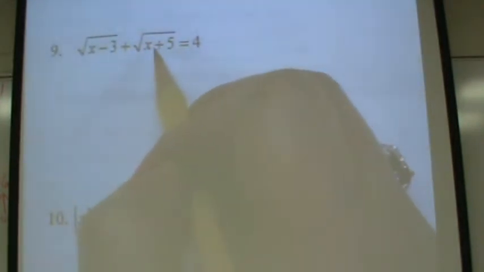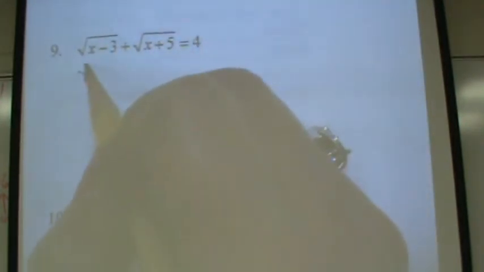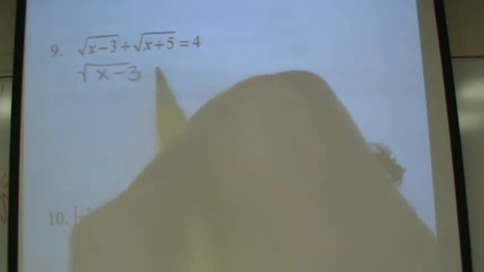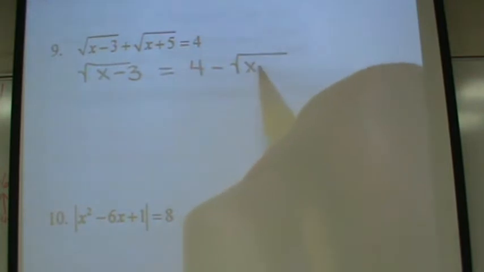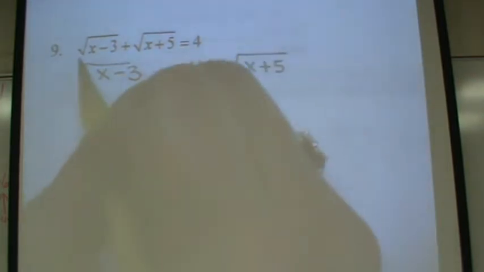All right, here is the second page of chapter 2. We left off yesterday. How do you solve a problem that has two radicals in it? You remember what you do? How do you solve this? You're going to bring one of them to the other side, and then you have to square both sides.